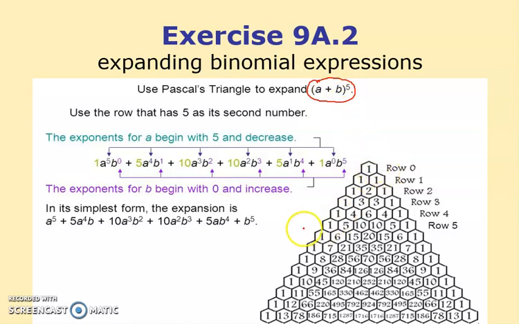Notice how to get the coefficients, you go to the fifth row. It doesn't count the top one. It's the one with a 5 in. So 1, 5, 10, 10, 5, 1 are my numbers. And each time you put those numbers in, the first power goes down, whereas the second power goes up. And that's basically what we're trying to do.